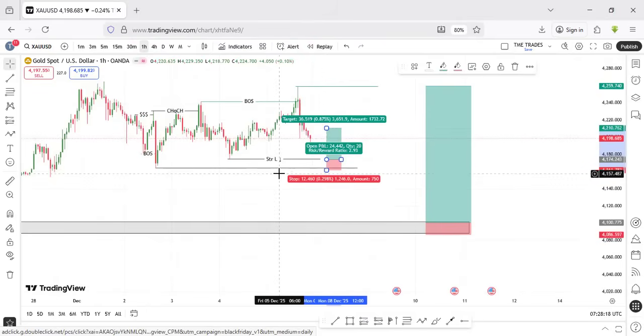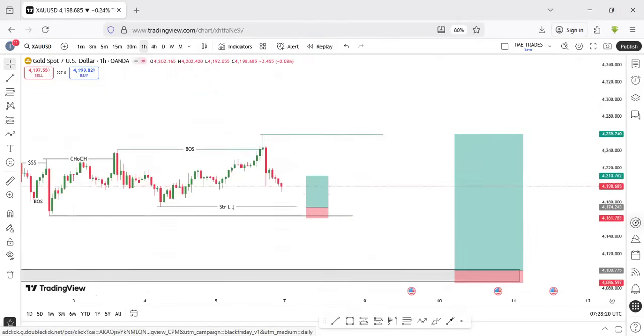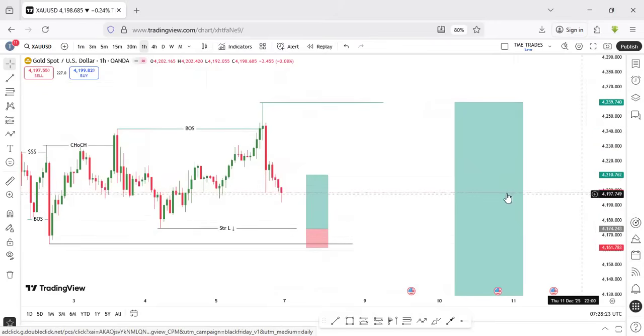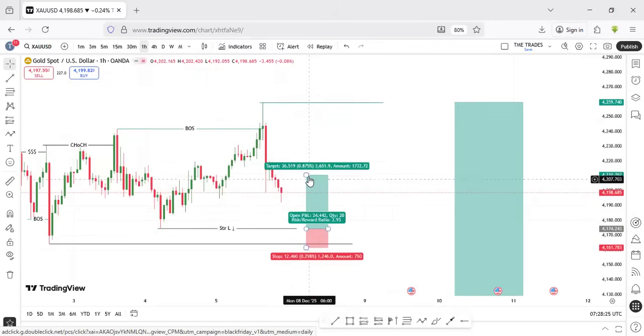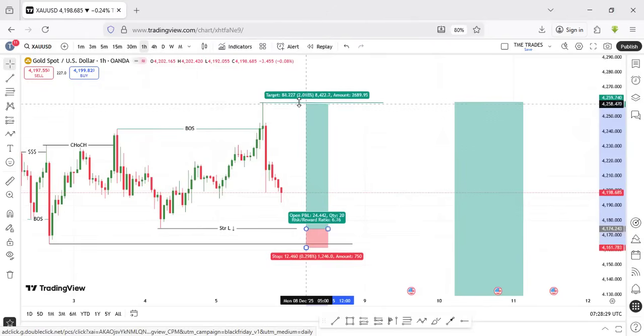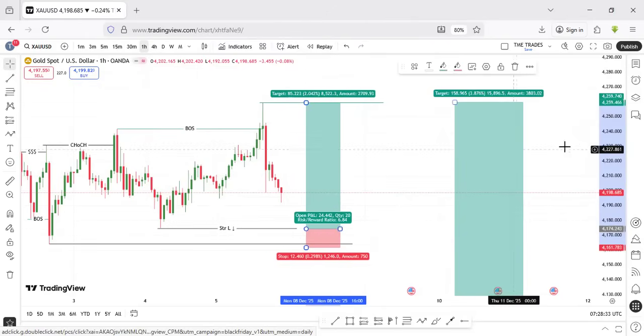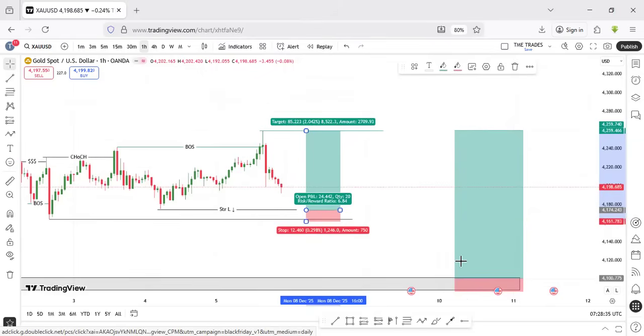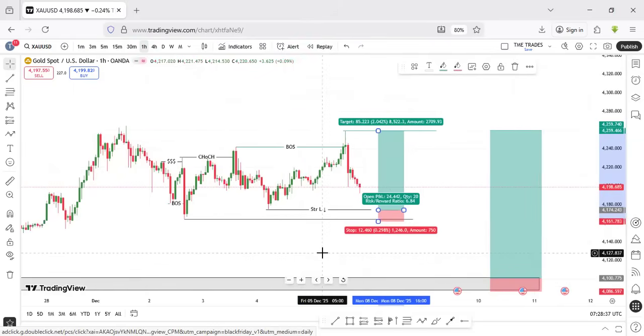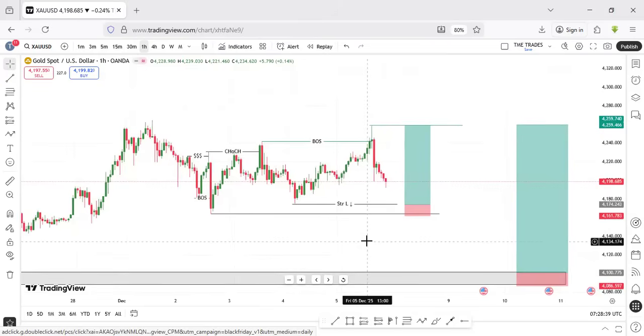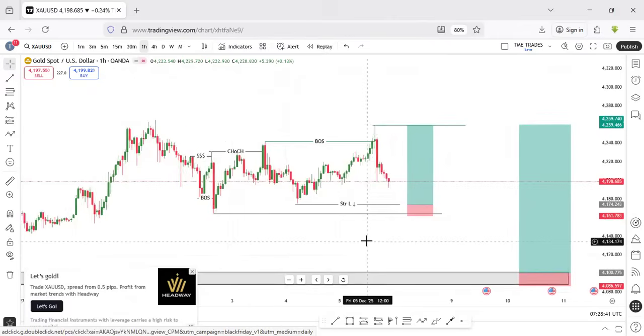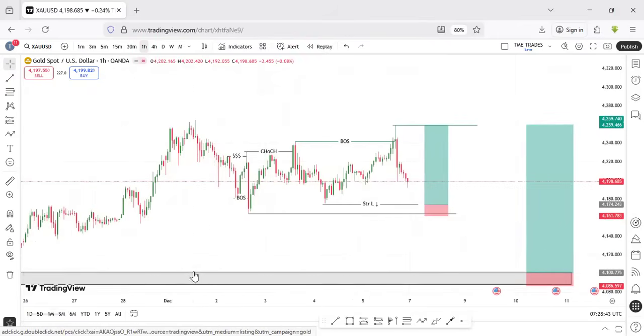Let's zoom a little bit. First TP 3-to-1 risk reward. Don't be greedy in the market, right? Second one, I'll be targeting this buy side liquidity. So on gold, these are the setups that I'll be looking out for. But if the market decides to behave otherwise, you still don't have anything to worry about. On Wednesday, we are still going to be updating you.